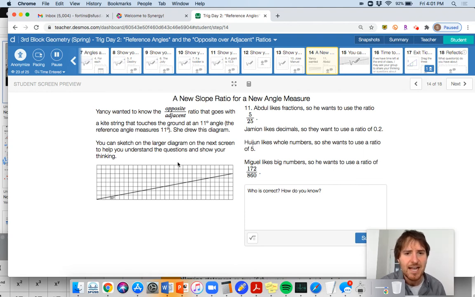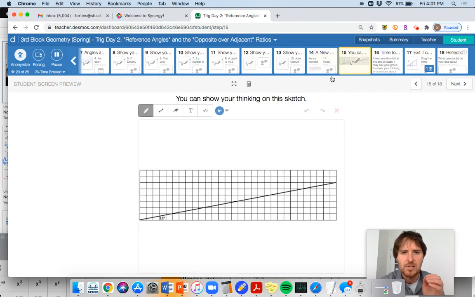Let's see here. You can sketch a large diagram on the next screen to help you understand. I guess I can't sketch here. Then I have a sketch on this one here. Show your thinking here. Well, lattice points there. That's good. We have a lattice point here.